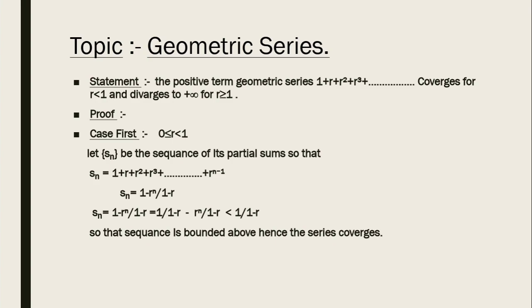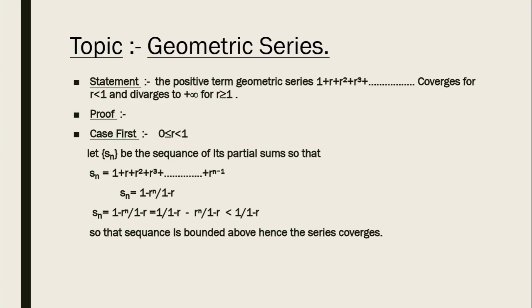Now we see the theorem of geometric series. Statement: the positive term geometric series 1 plus r plus r square plus r cube plus dash dash dash converges for r less than 1 and diverges to plus infinity for r greater than or equal to 1. Here r is the common ratio between two consecutive terms.